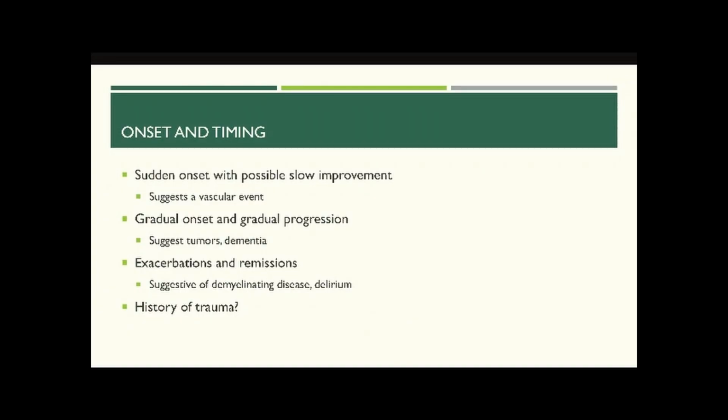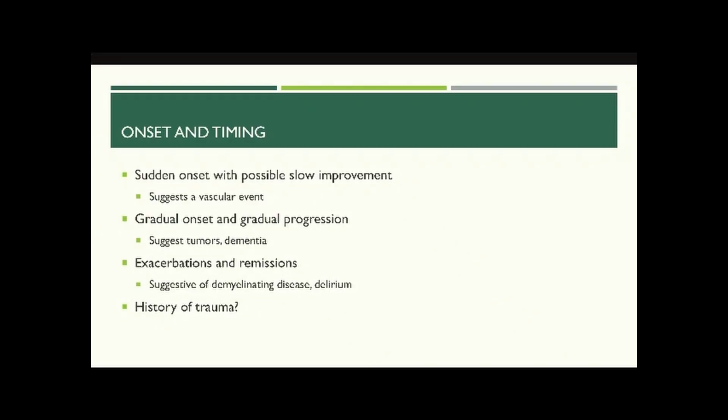Onset and timing, just like with cardiac, are very important with neuro. If it's a sudden onset with slow improvement, that suggests a vascular event, a stroke. Sudden onset, slow improvement, because it's a vascular problem. If it's a gradual onset and gradual progression, think tumors. Dementia will be very gradual; it doesn't happen all of a sudden.